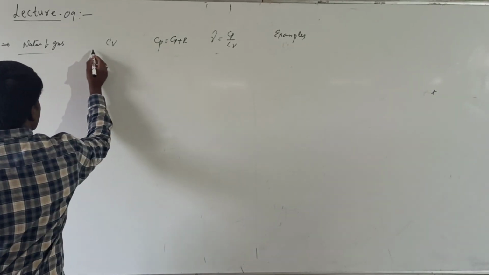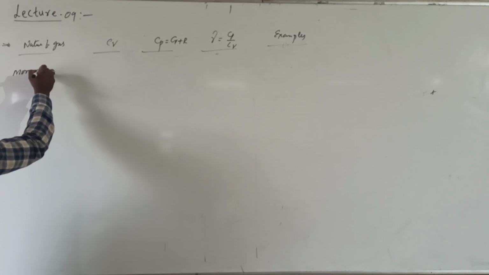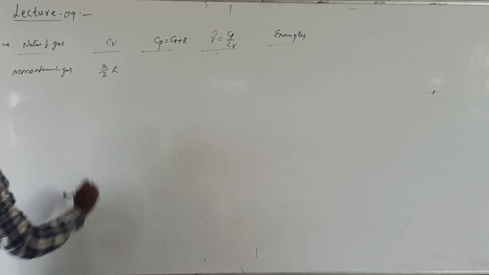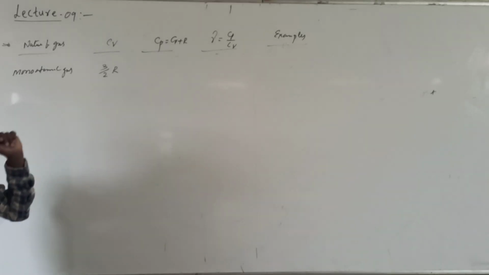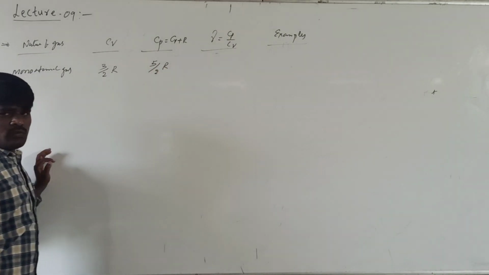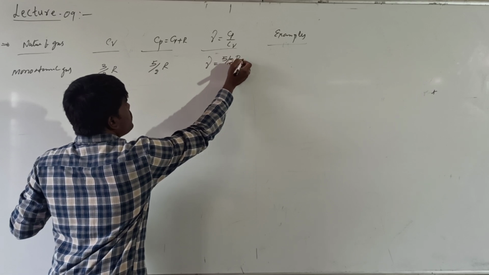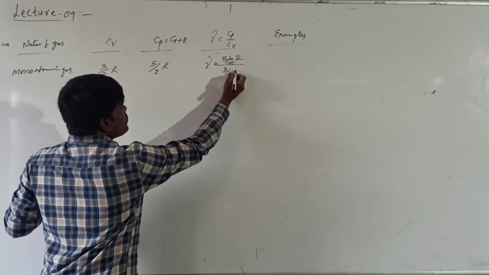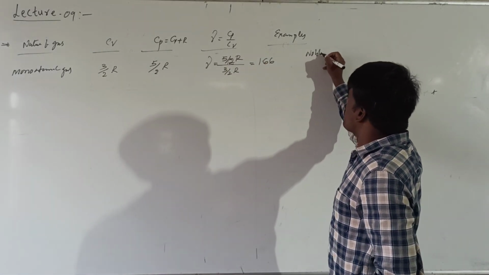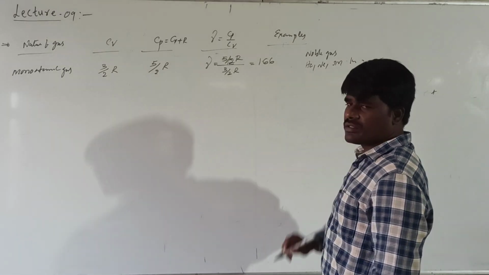Suppose the gas taken is a monoatomic gas, then Cv will be equal to 3 by 2 R. If Cv is equal to 3 by 2 R, then what will be Cp? It will be equal to 5 upon 2 R. Then what will be the ratio? Gamma will be 5 upon 2 R upon 3 upon 2 R, which will be equal to 1.66. The examples you can give are noble gases, such as helium, neon, argon, etc.